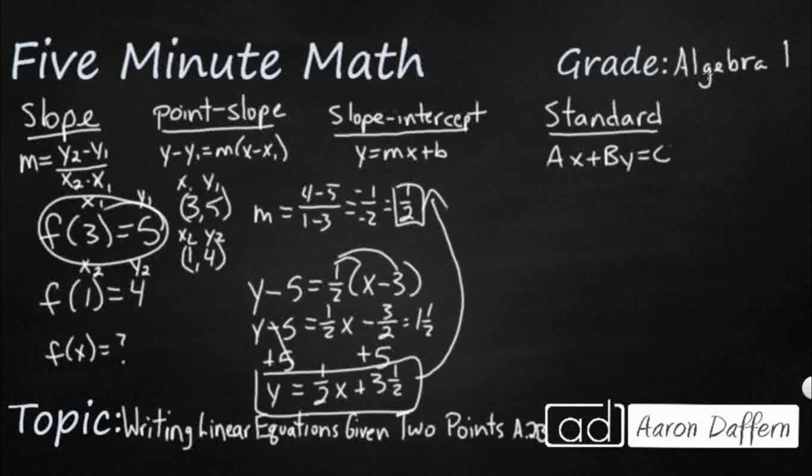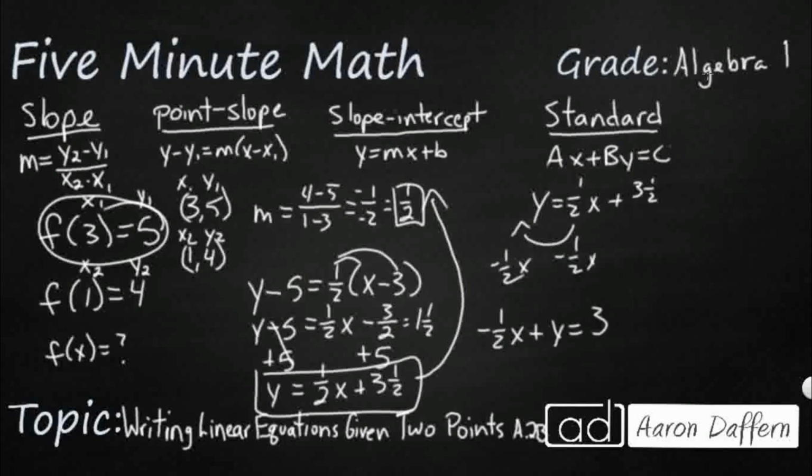Then if I wanted to write that into standard form, let me rewrite this. And you're going to see all we need to do is move that 1/2 x over here. So we're going to subtract 1/2 x from both sides. We're going to get minus 1/2 x plus y equals that positive 7/2. And that's how you'd write it in standard form.